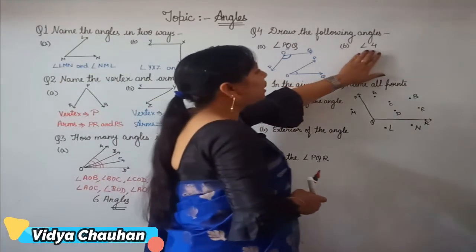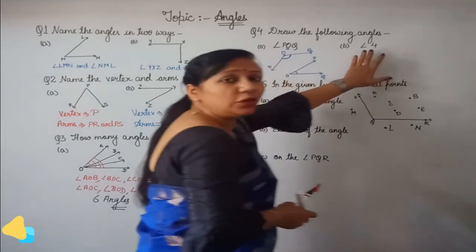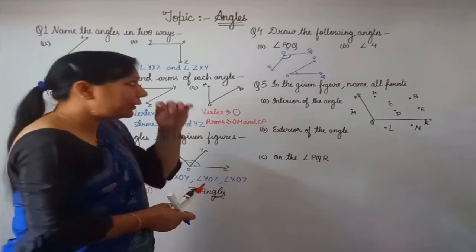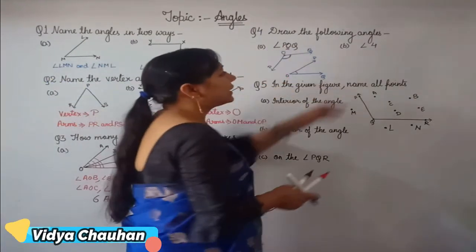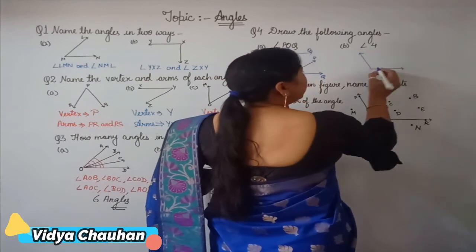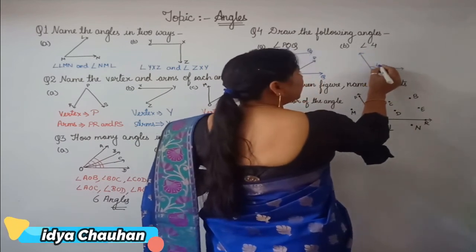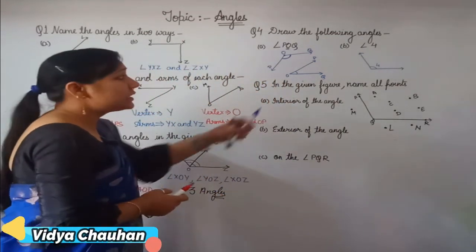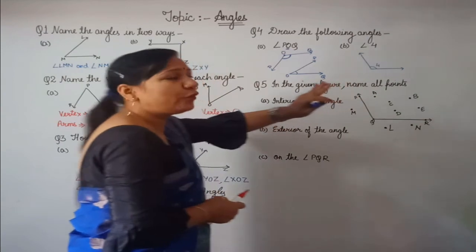B part, in which you have to draw an angle and you have to give it name angle 4. So there is no naming given to you in the form of alphabets, but it is angle 4. So you can just draw any random angle and then give it name angle 4. So this is your figure with angle 4. So this angle is named as angle 4.